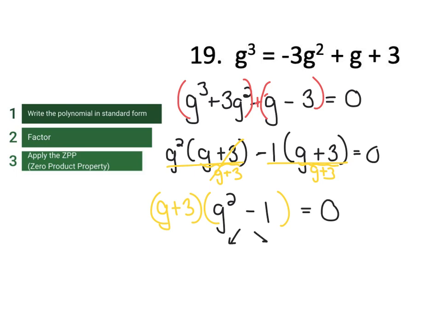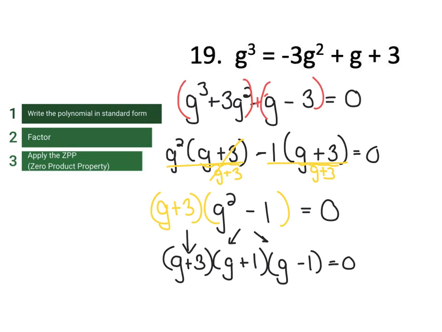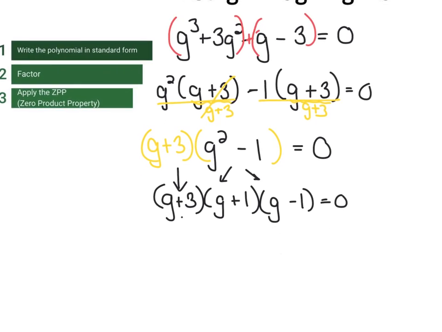This quadratic binomial factors a little further. It's my favorite pattern, the difference of two squares. So it factors into g plus 1 times g minus 1, and I'm going to bring down my initial GCF. I now apply the zero product property.